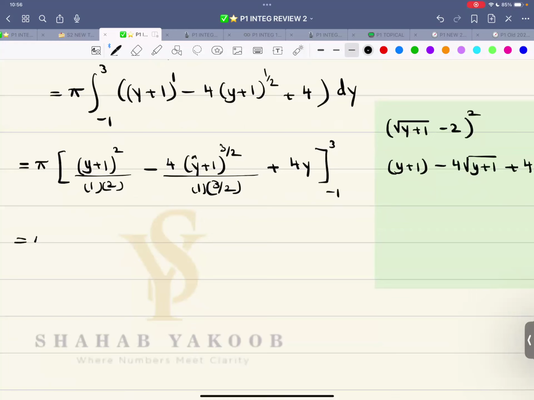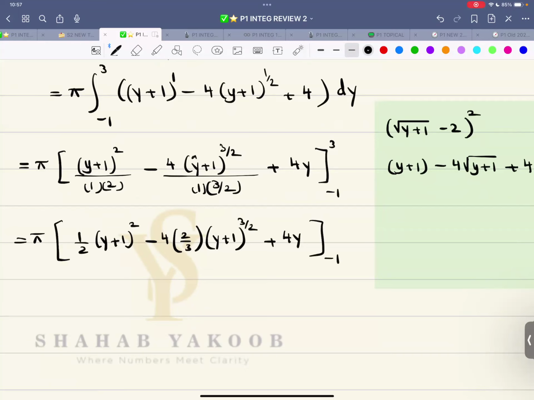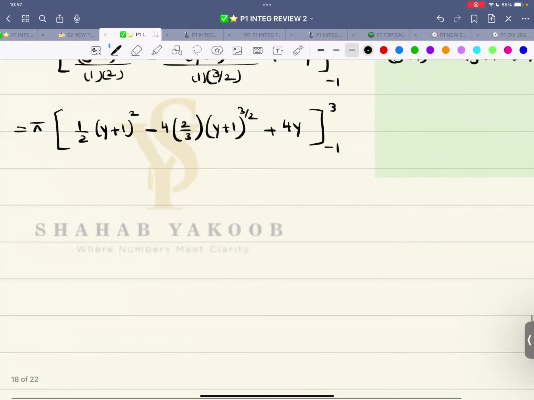Let me simplify it further. So this is half y plus 1 whole square. This is 3 over 2. This is -4. Flipping makes it 2/3. This is y plus 1 raised to power of 3 over 2. This is 4y between the limits -1 and 3.